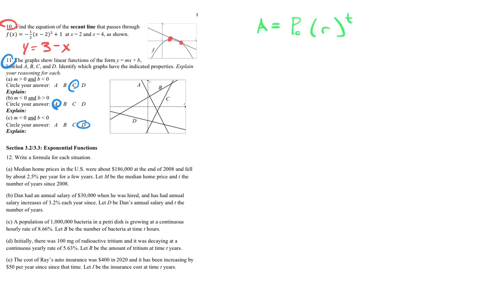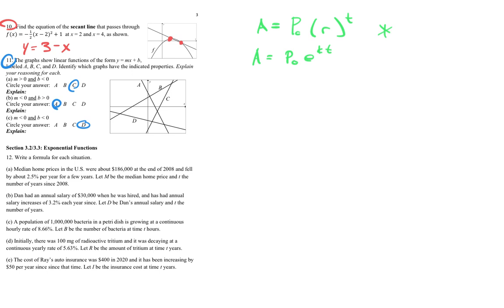And then we have our other form, which is this here. This would be if you have something like continuous growth or decay, where your rate is continuous and not based on a per year or per month basis. So for part A, we have median home prices in the US were $186,000 and fell 2.5% per year. That means we should be looking at this top one up here.